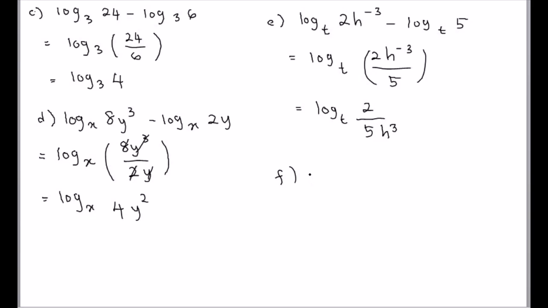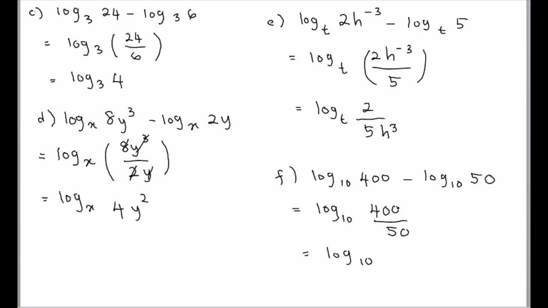And the last one, log base 10 400 minus log base 10 50, equal to log base 10 400 over 50. So we can simplify 400 divided by 50. We get log base 10 8. And that is the final answer.